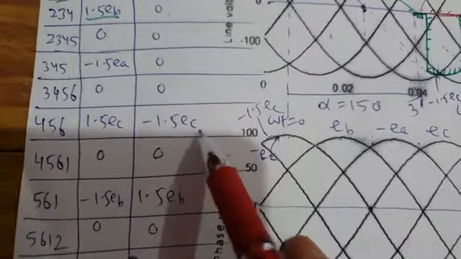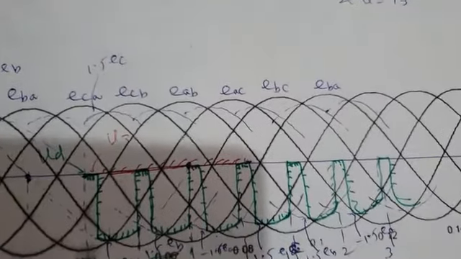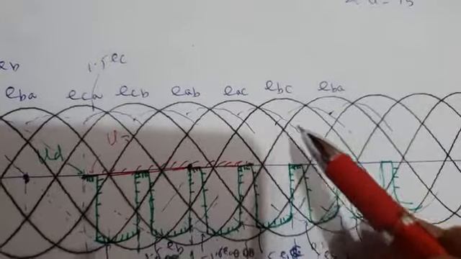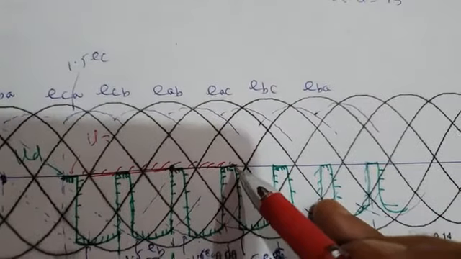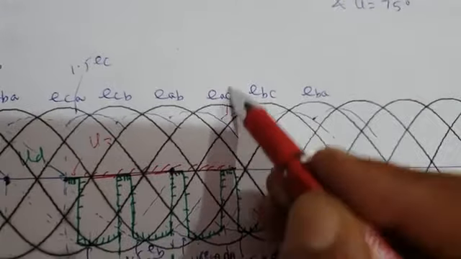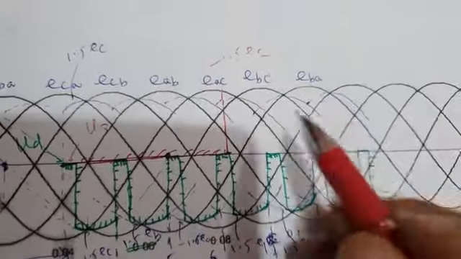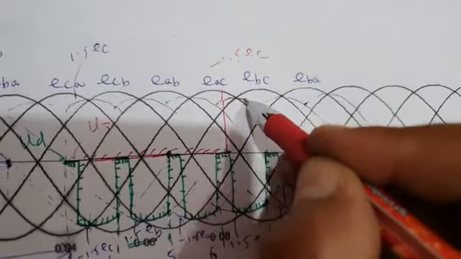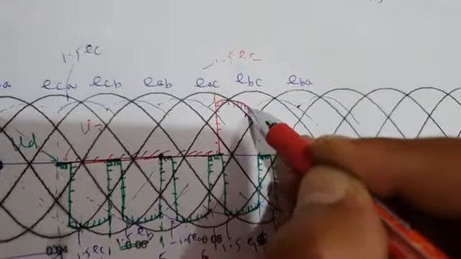Thereafter your valve voltage, when 4, 5, 6 valves are conducting, is minus 1.5 EC. Why is it minus 1.5 EC? If you see, this is your plus 1.5 EC. This is your minus 1.5 EC. Wait for a moment. This is minus 1.5 EC. So it will go up, follow this curve till next instant of firing. So it will follow this. So it will be plus 1.5 EC.